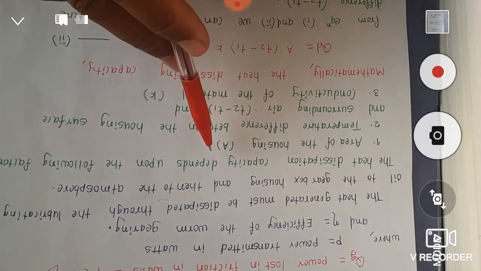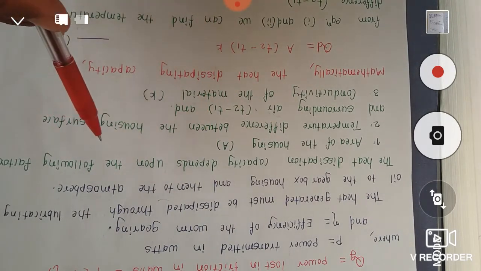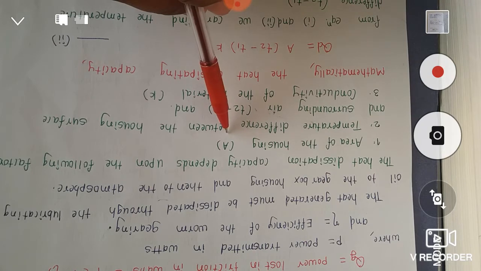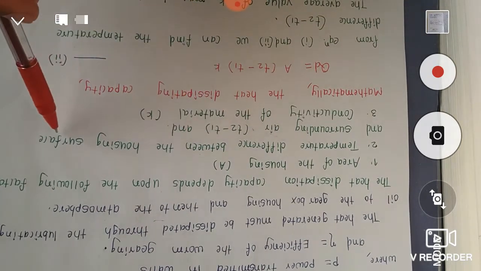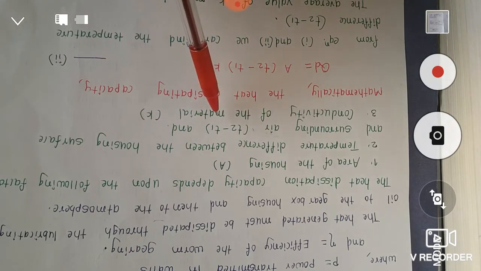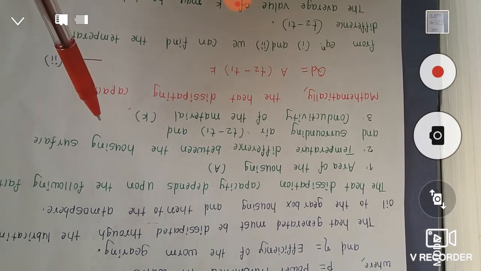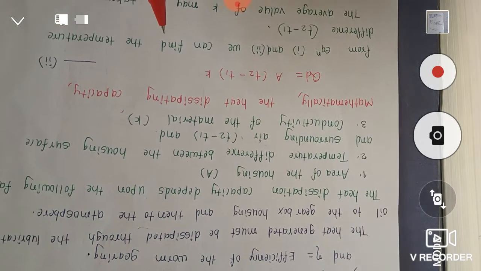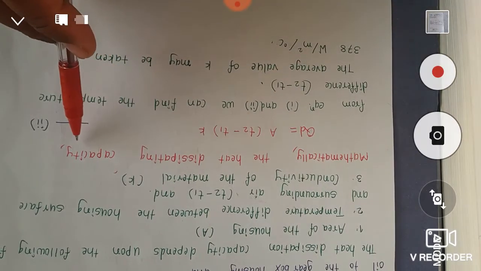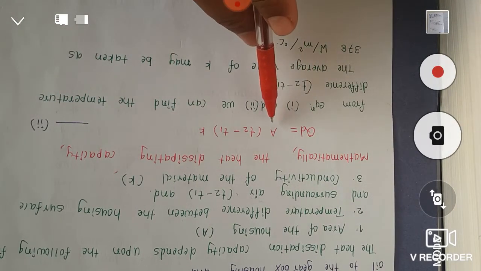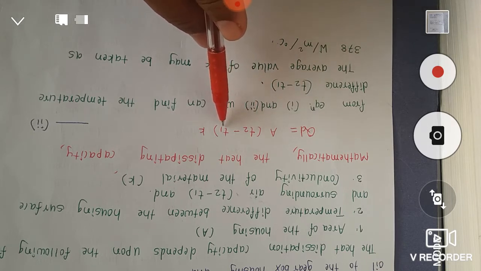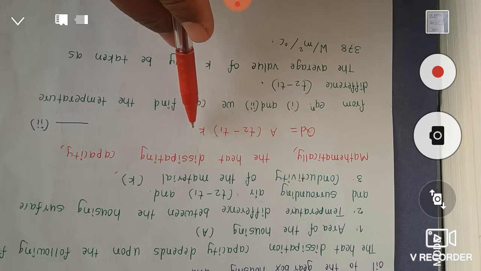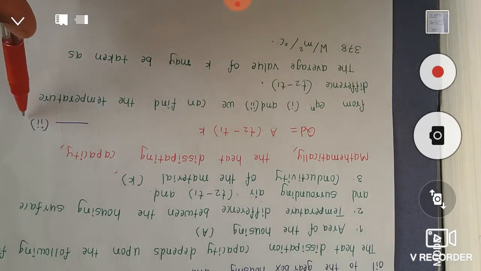The heat dissipation capacity depends upon the following factors. First is the area of housing, indicated with the capital A symbol. Second is the temperature difference between the housing surface and the surrounding air, that is T2 minus T1. And third is the conductivity of the material, that is K. Mathematically, the heat dissipation capacity, that is Qd, is equal to the area of housing A into T2 minus T1, that is the temperature difference, into the conductivity of the material, that is K. This is equation number 2.